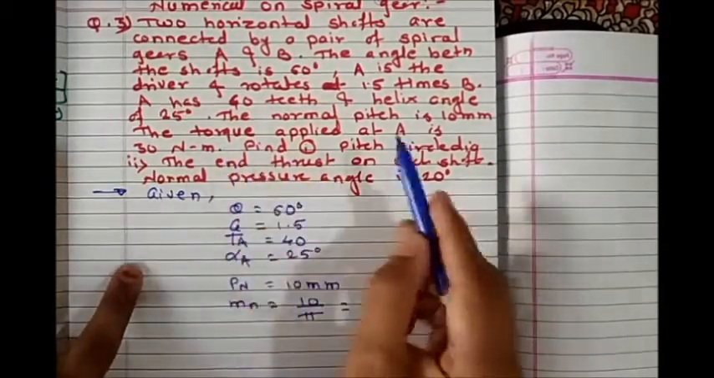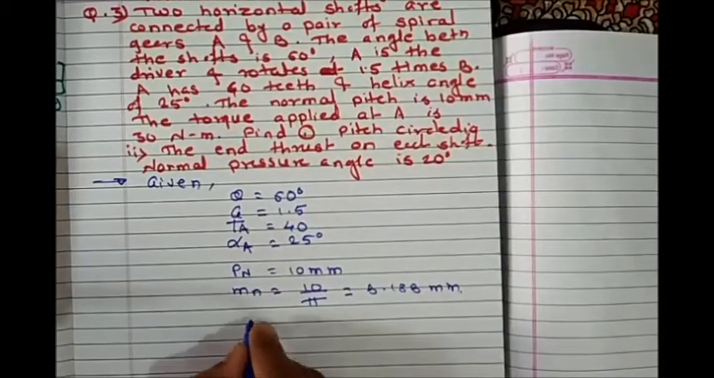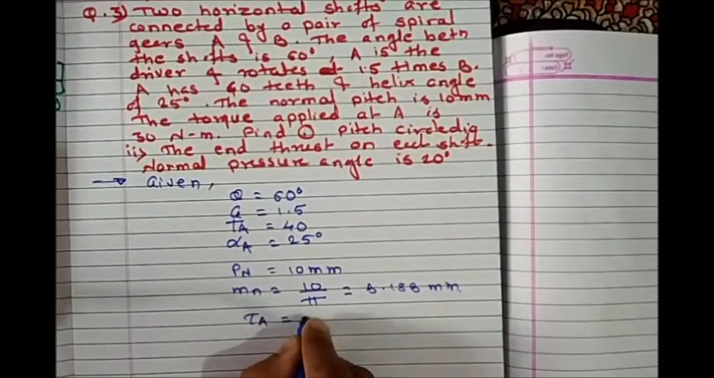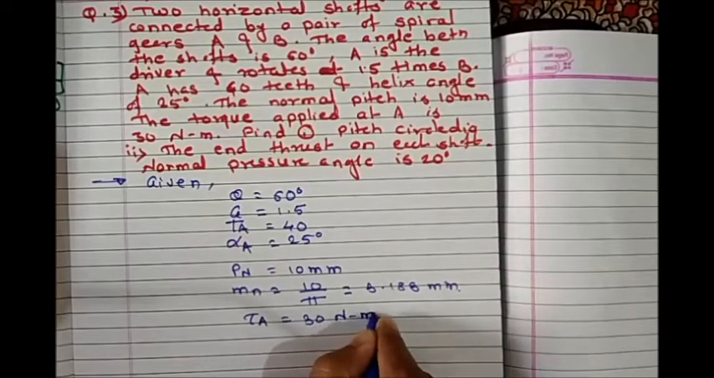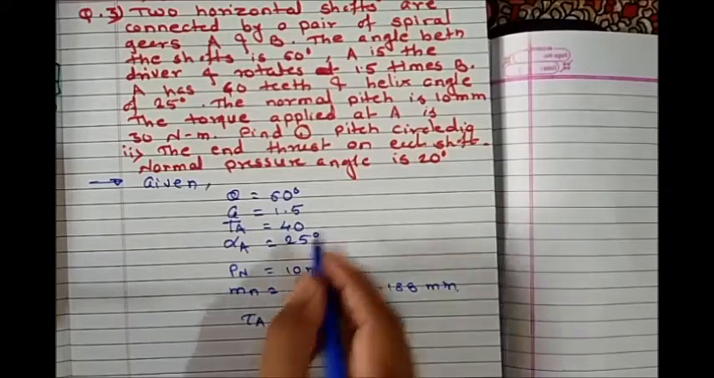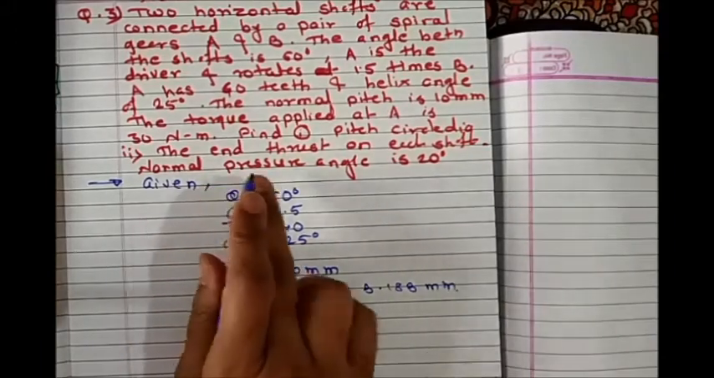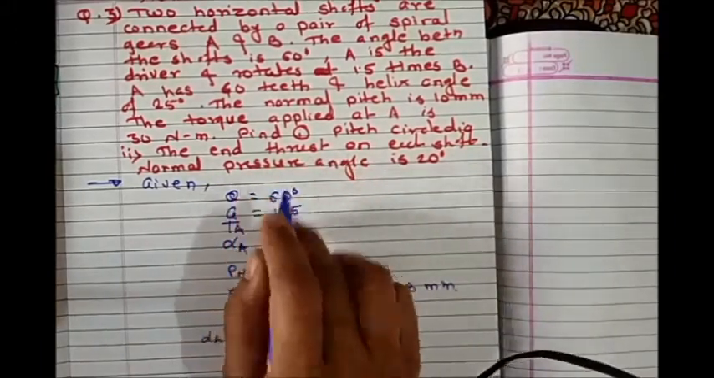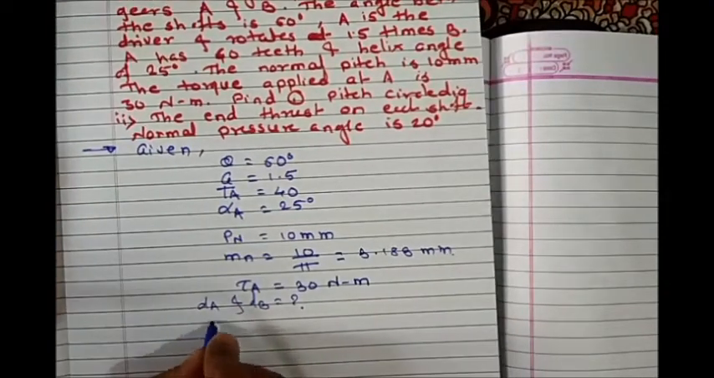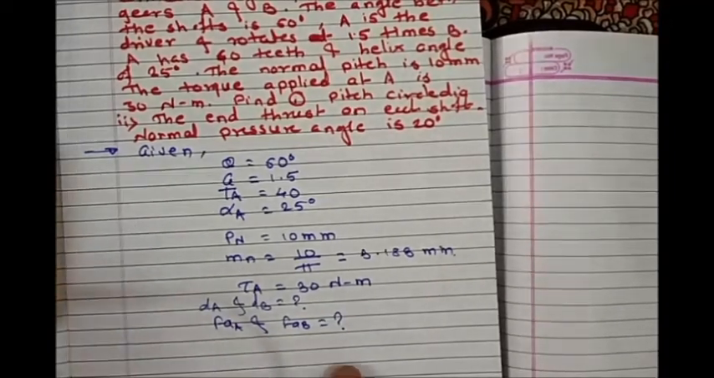Next, what is given? The torque applied at A is given: tau A is 30 Newton meter. Find pitch circle diameters; dA and dB are asked for, and the end thrust on each shaft. End thrust on each shaft means the axial force on gear A and the axial force on gear B are asked for.